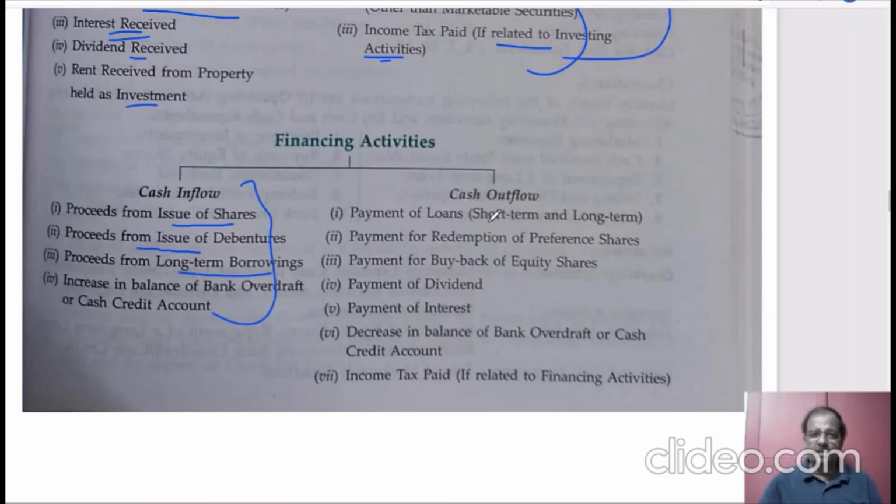Cash outflow under financing activity: repayment of loans, okay, payment for redemption of preference shares and buyback of equity shares, payment of dividend, payment of interest. For all these reasons, if the cash is going out, that becomes financing activity cash outflow.